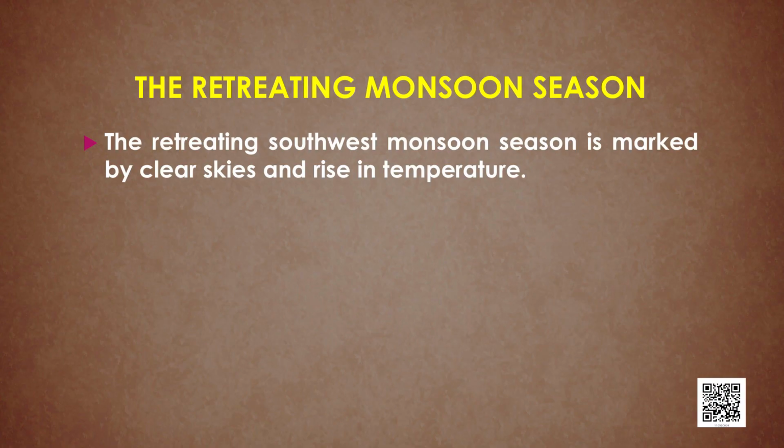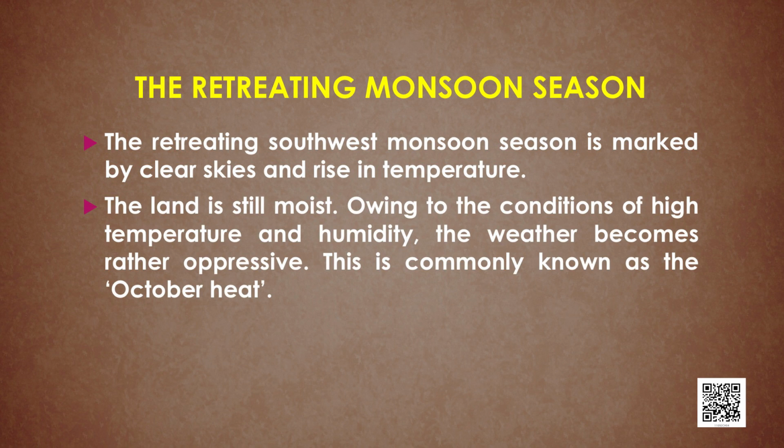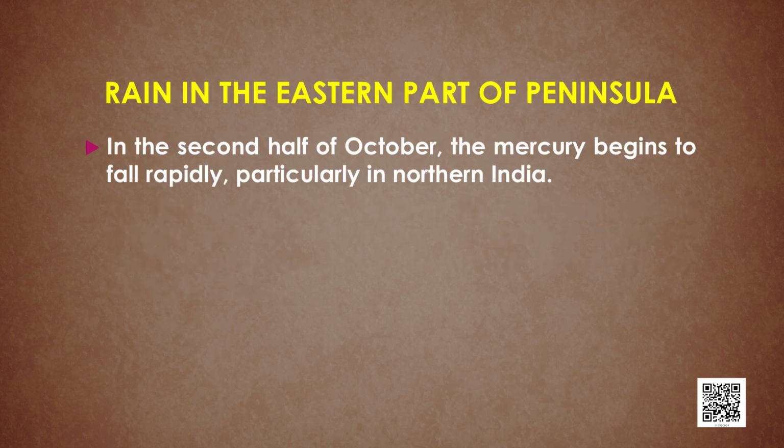Now, this retreating monsoon season is marked by clear skies, no clouds, and rising temperatures. The land being still moist, owing to the conditions of very high temperature and very high humidity, the weather becomes very oppressive. This oppressive weather is also known as October heat. By the second half of October, the mercury begins to fall rapidly, especially in northern India.